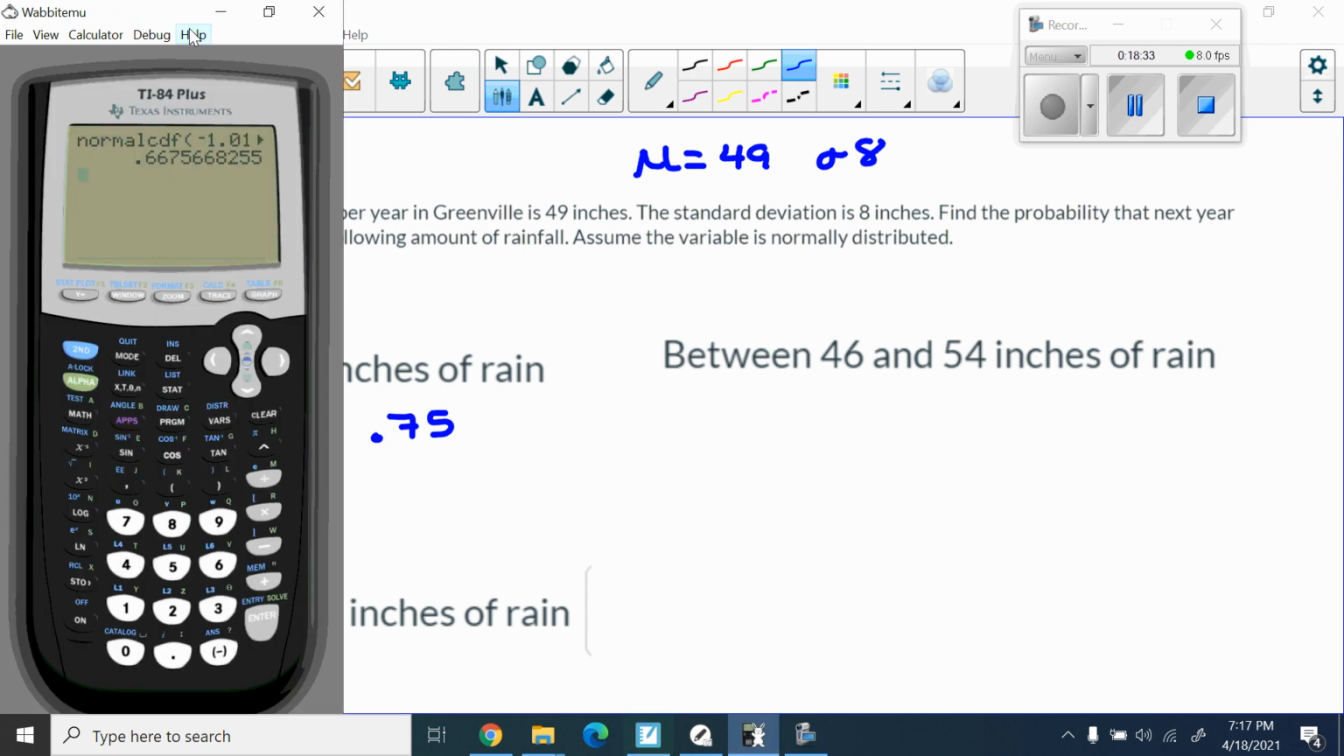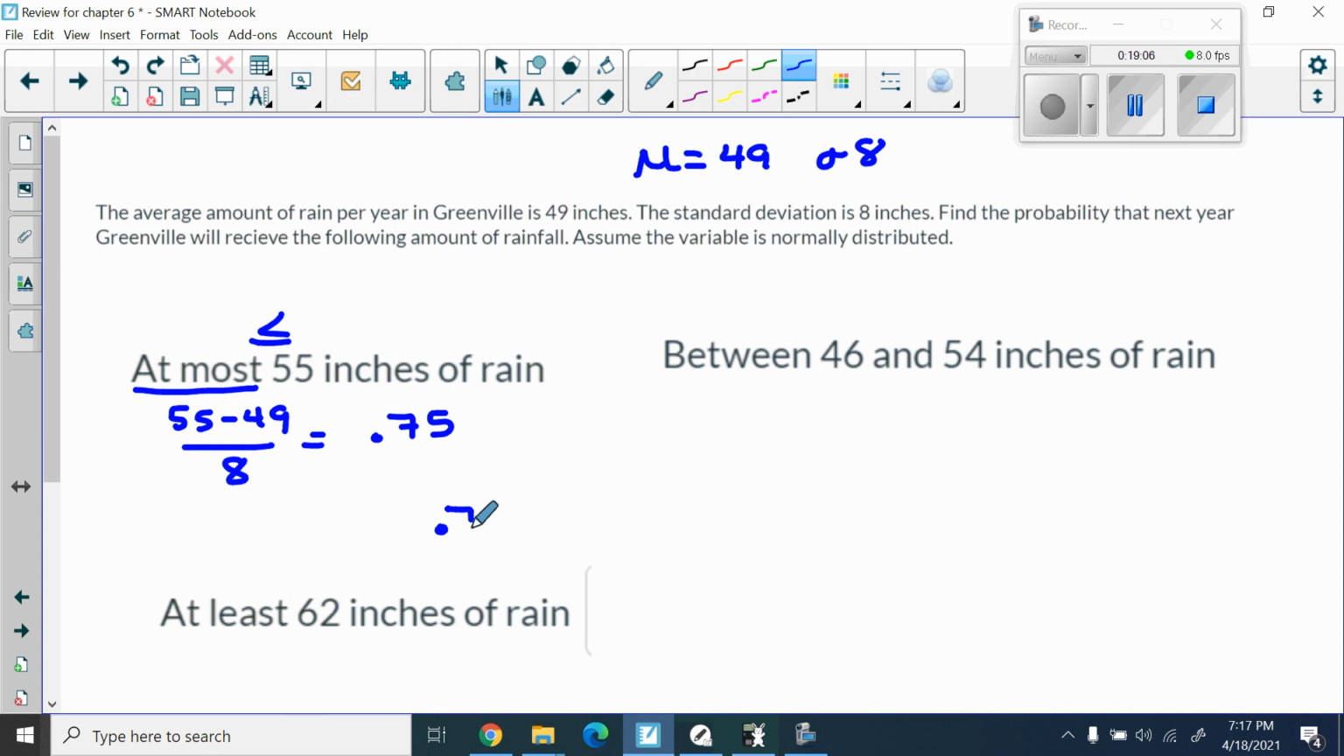So I'm going to run that into my calculator. So second VARS, normal CDF. Our lower bound is going to be, remember I can do like negative 10,000. And then my upper bound is 0.75. Okay. And so I get 0.7734. Next, between 46 and 54 inches of rain.